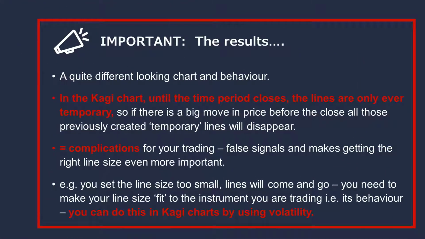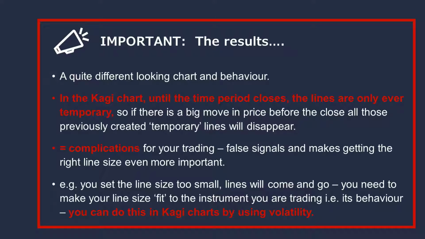Some further thoughts on that previous analysis, which is very important to realise: until that time period closes, so again we're introducing time, the lines that are created are only ever temporary. So you might come across an instance in your charts where you see lines disappearing before your eyes as the price moves for and against whatever direction it's in. So these lines are temporary and can create complications for your trading around false signals and make getting the line size even more important.